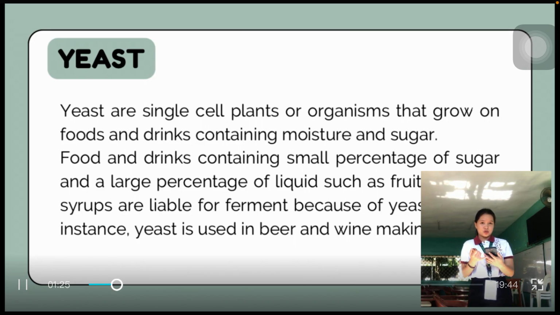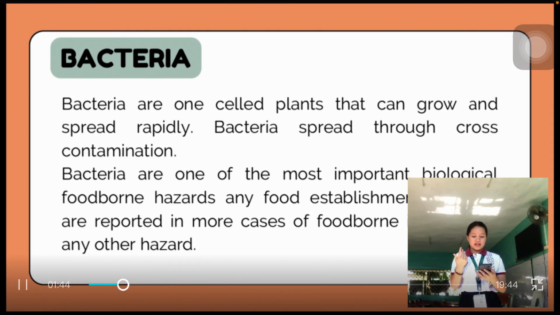So the food or drinks that contain a small percentage of sugar and a large percentage of liquid are fruit juice and syrups. So these drinks or food are liable to ferment because of that yeast. And for instance, yeast is used to make wine or beer. So last, the bacteria. Bacteria are one-celled plants that can grow and spread.